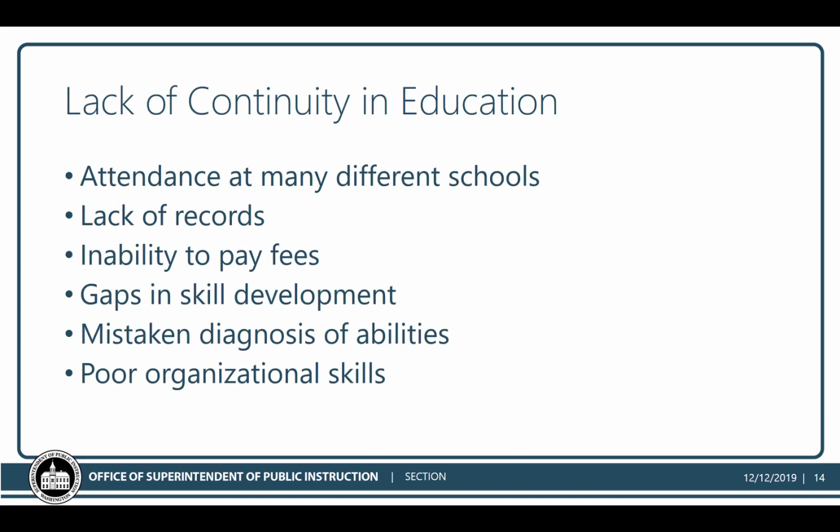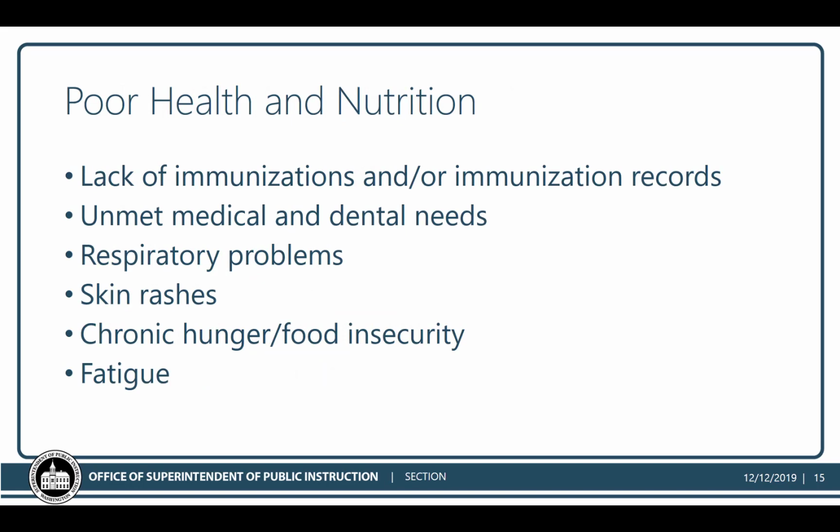Lack of continuity in education. Look for attendance at many different schools. Lack of records. Inability to pay fees. Gaps in skill development. Mistaken diagnosis of abilities. Poor organizational skills. Poor health and nutrition. Watch for lack of immunizations and/or immunization records. Unmet medical and dental needs. Respiratory problems, skin rashes, chronic hunger or food insecurity, and fatigue.